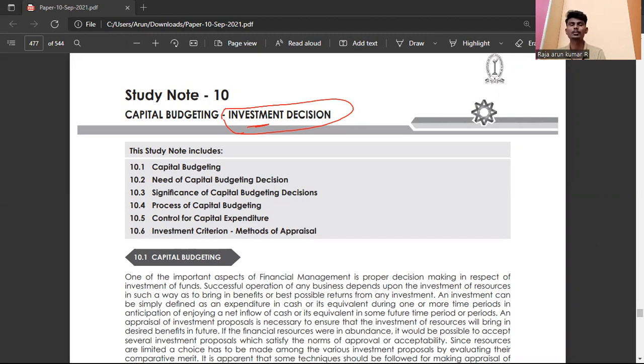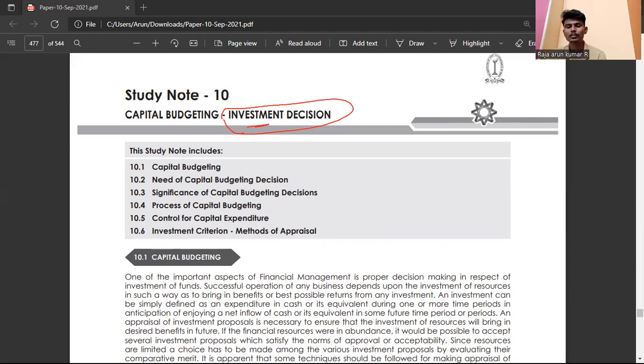And myself Raja Kumar, I take class for CMA in the Group 2 paper number 10, Cost and Management Accounting and Financial Management. Okay, today we start with the study note 10, capital budgeting. That means investment decision. Okay, in this video we see three formulas, and we do the formula explanation and the sums.